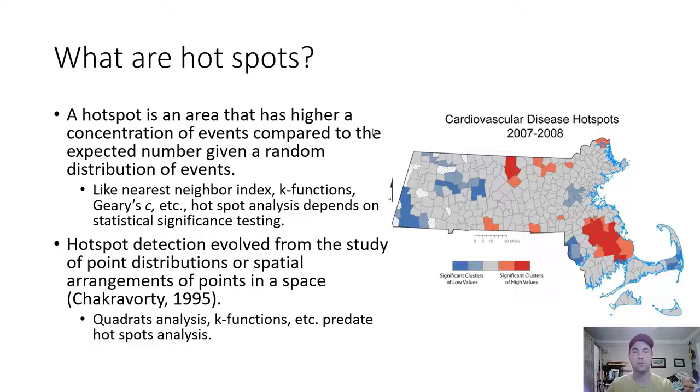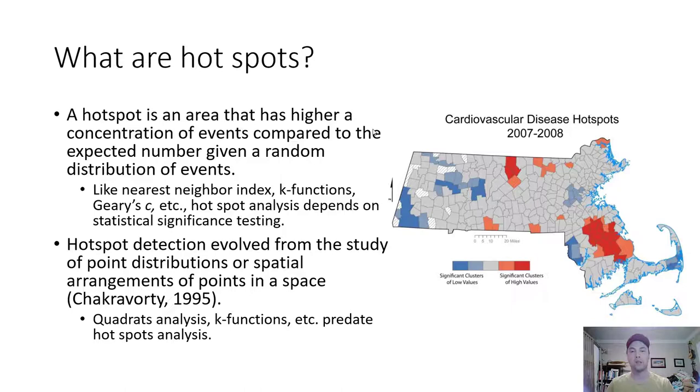The hotspot detection evolved from the study of point distributions or spatial arrangements of points in space. Okay, so things have evolved over time. Some of the older styles were quadrant analysis, k-functions. Those predate hotspot analysis because those were really just about the distribution of features. They were not about the distribution of features and their attributes. So hotspot analysis is a more recent geoprocessing technique because it not only takes location into account, it also takes values.